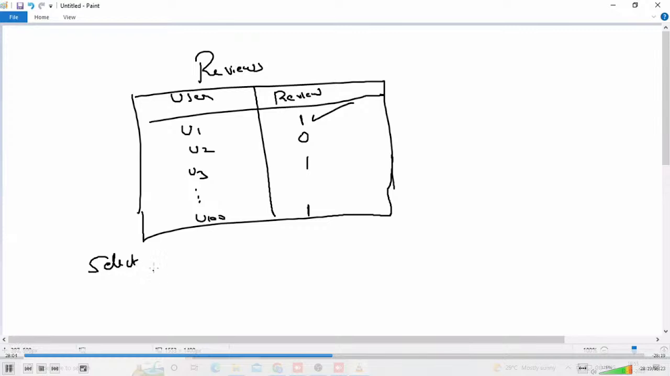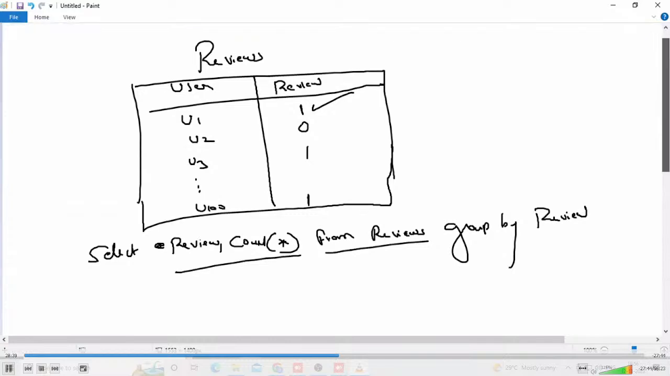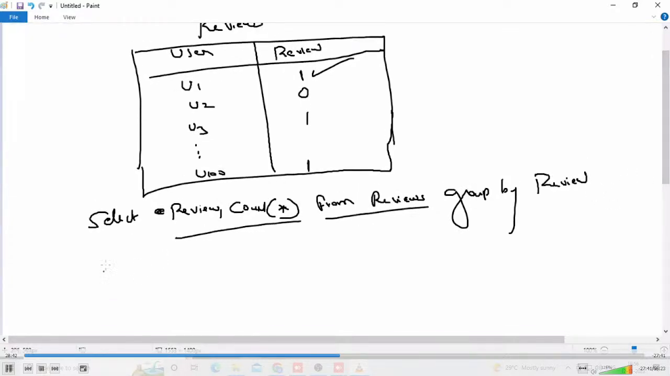I can handle this kind of data. Select count aggregation: single grouping, single aggregation. Select review, review-wise count star from reviews, group by review. Output: review-wise, 90 people are saying it's good, 10 people are saying it's bad.